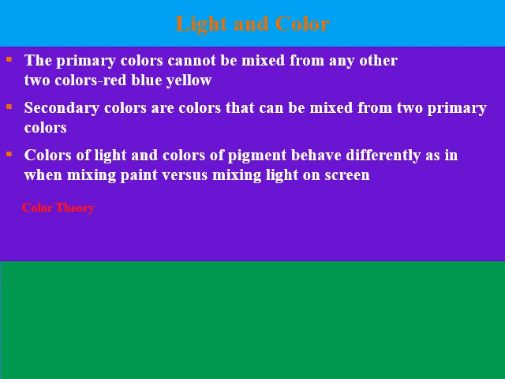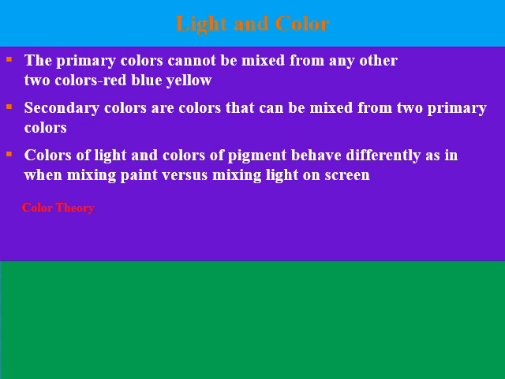For our class, black and white are not colors. They are values, okay? Try to remember that. Red, blue, and yellow cannot be mixed, they cannot be made. Those are primary colors. The secondary colors come directly from the primaries. So you mix red and yellow together and you get orange. So that's one secondary color.